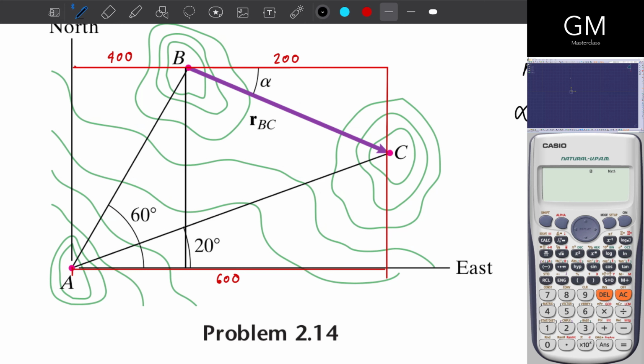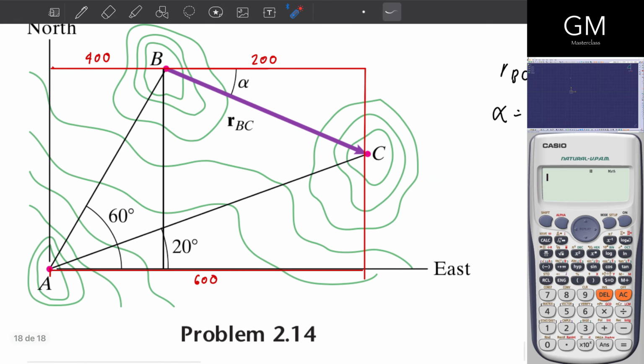Now I'm going to start creating some different triangles. For example, right here, and I think that would be all. I have one triangle, two triangles, and one of the most important ones is this one. They're telling me to find this magnitude. What I can do is find this magnitude and this magnitude, and then I'll be able to find this one. Once I have this one, I can find RBC and the angle alpha.